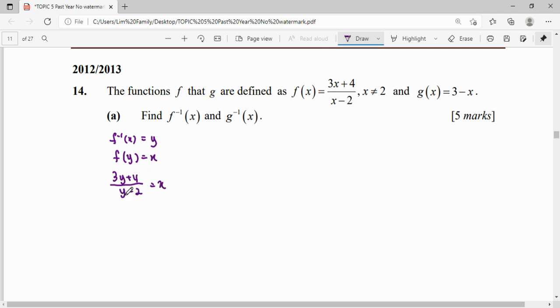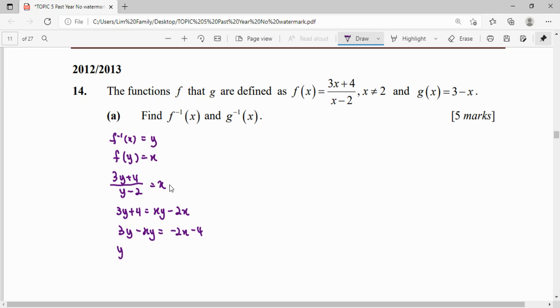So how do we simplify this rational function? We will do cross multiplying, and we collect back our y terms. So the 4 we will move to the right hand side, and it becomes minus 4.